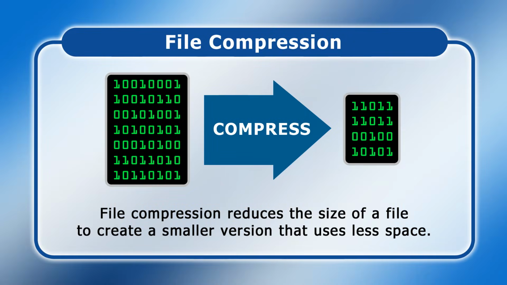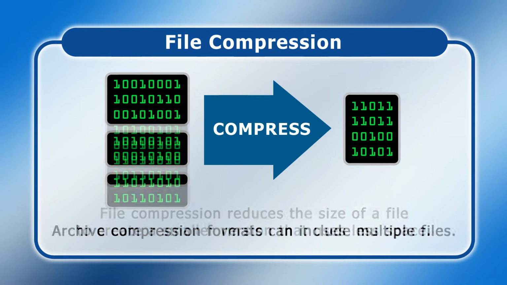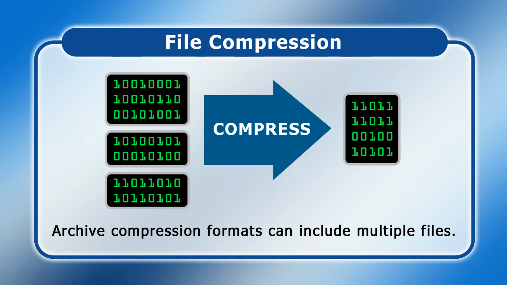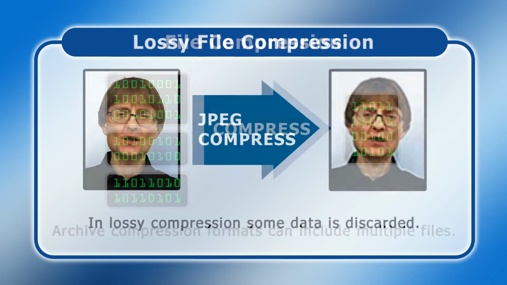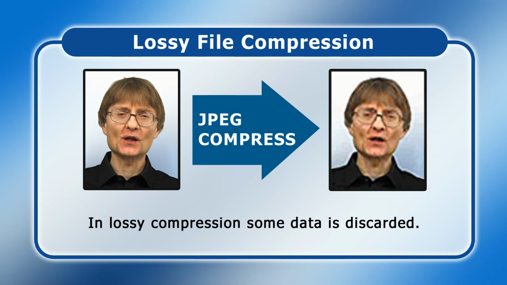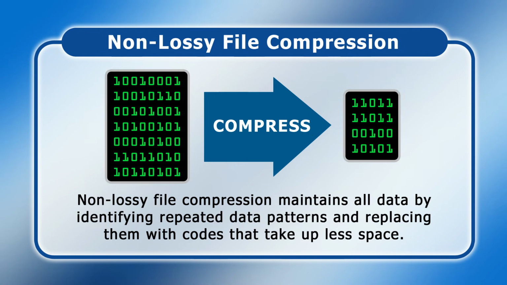File compression reduces the size of a file to create a smaller version that uses less space. Often, the compressed file is in an archive format, which means it can include multiple files. File compression methods can be lossy or non-lossy. In lossy compression, such as the process used to make JPEG image files, some data is discarded. However, this video is about non-lossy file compression, which maintains all data by identifying repeated data patterns and replacing them with codes that take up less space.